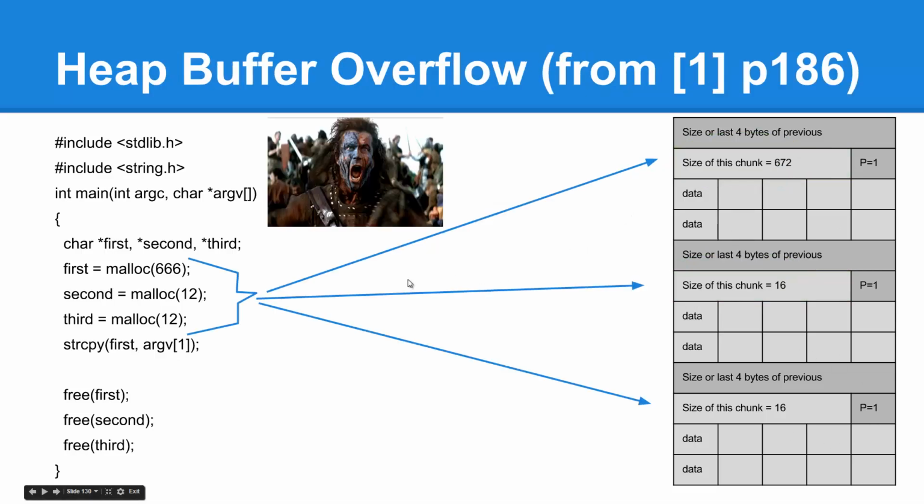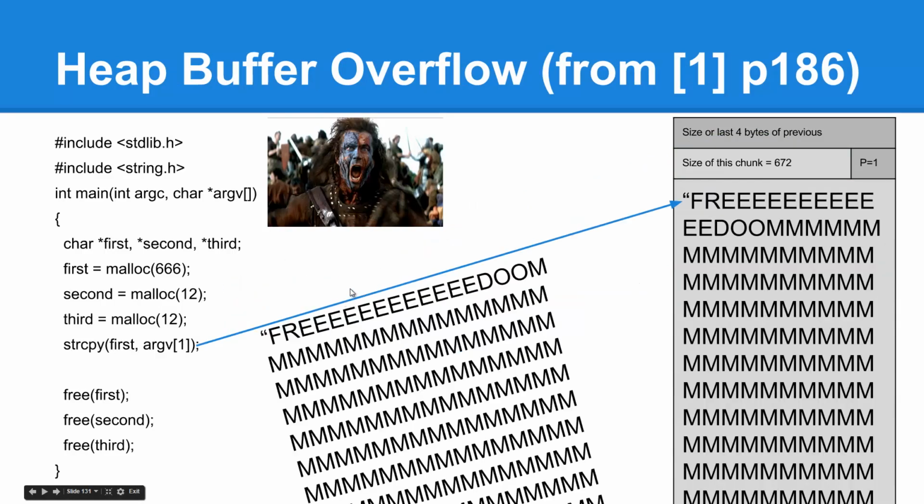So for an example, we have William Wallace here, and he wants to give this program a lot of freedom. Now, obviously, the heap metadata on the other chunks is going to get corrupted, and when it goes to free the second, or probably the first, it's going to cause a seg fault.